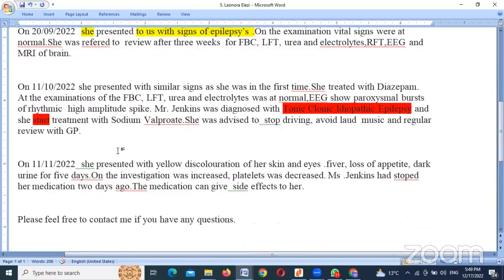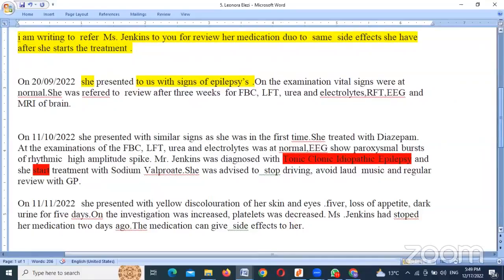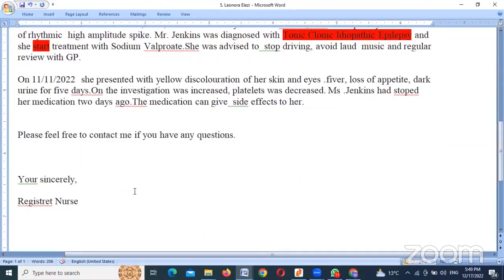Okay, what you need to do is, Miss Leonora, when is your exam? Yes, you need to send me a text and I will send you the model answer. You need to write this letter again.